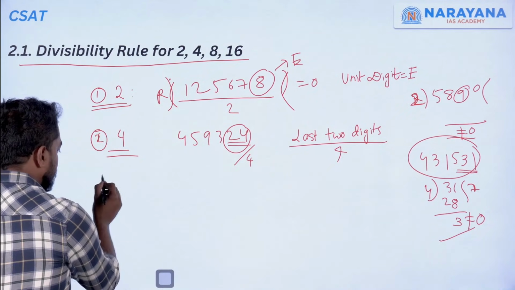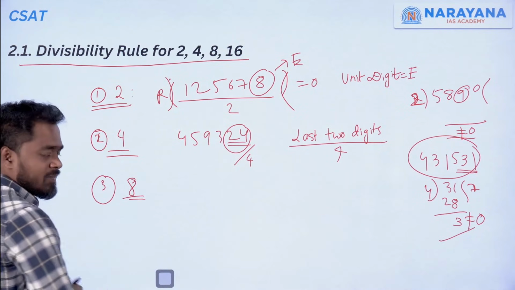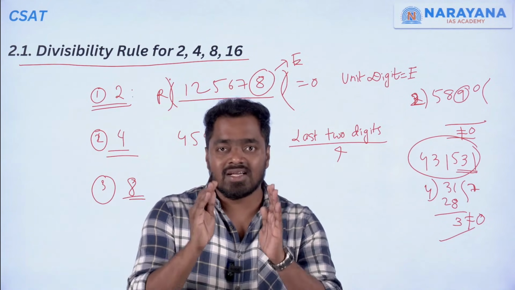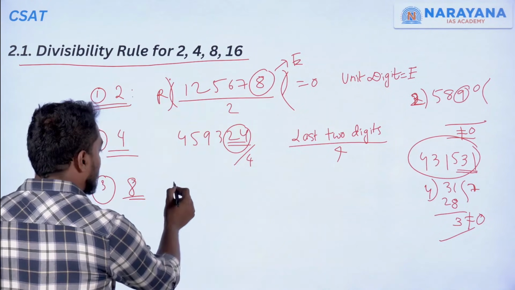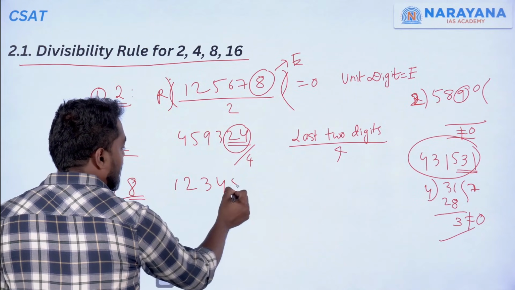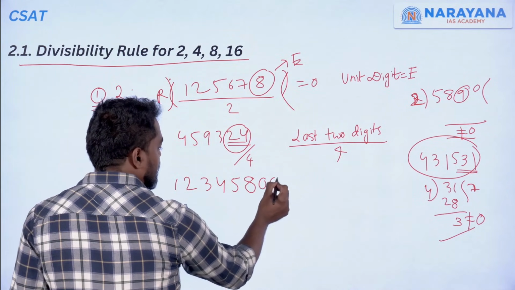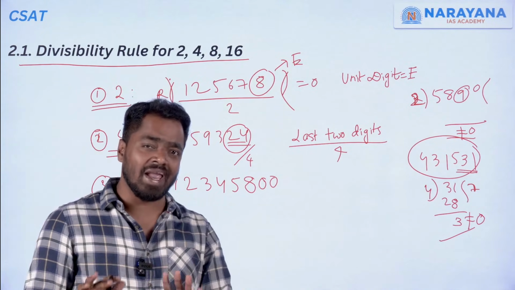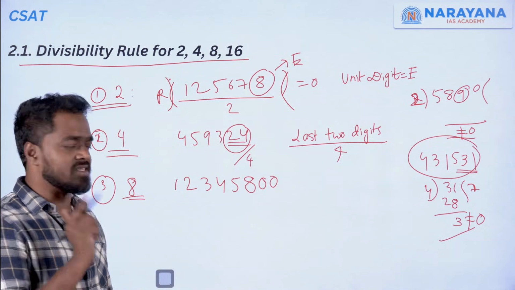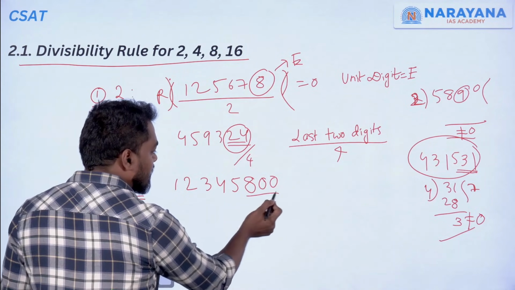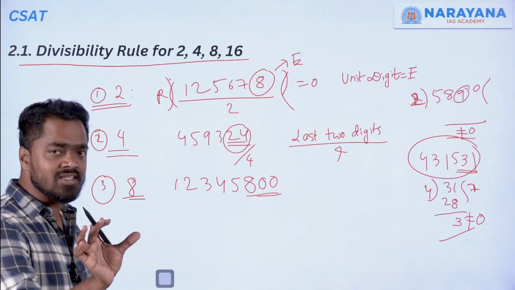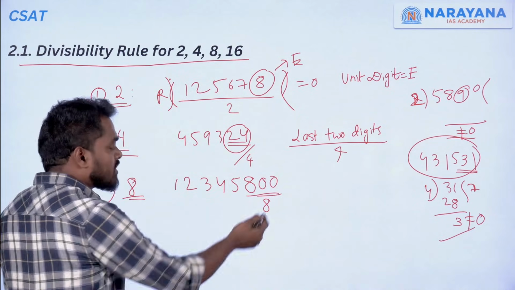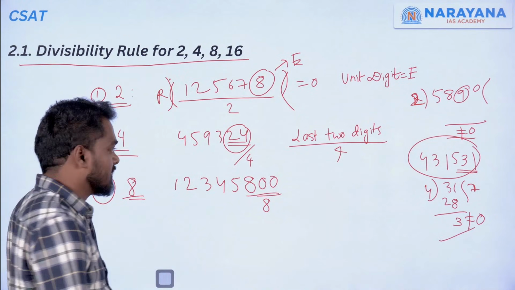Next, the divisibility rule of 8. Again, if I give you a particular number, check the last three digits of that number. For example, 1, 2, 3, 4, 5, 8, 0, 0. This is the number. To check whether the number is divisible by 8 or not, consider the last three digits. What are the last three digits here? 800. Check whether the three digits are divisible by 8 or not. Yes, 8 into 100 is equal to 800.